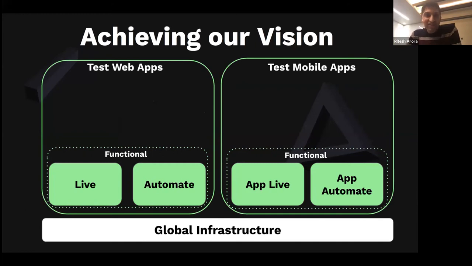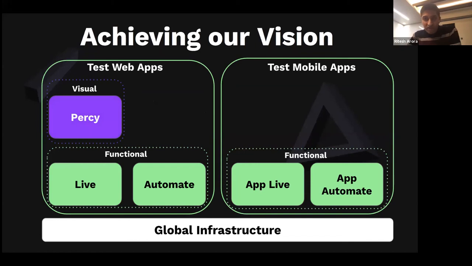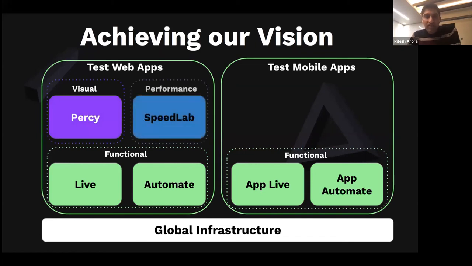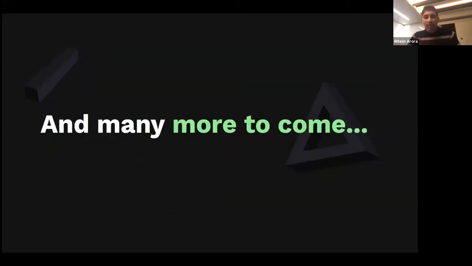And more recently, we added 2 new products to our set of products. First is Percy for visual testing, and SpeedLab for performance testing of web apps. I'm going to speak about them more later, and a lot more products are to come. I don't want to speak more about it, that'd be secret, but definitely we have a vision of launching a few products in the next 12 to 18 months.